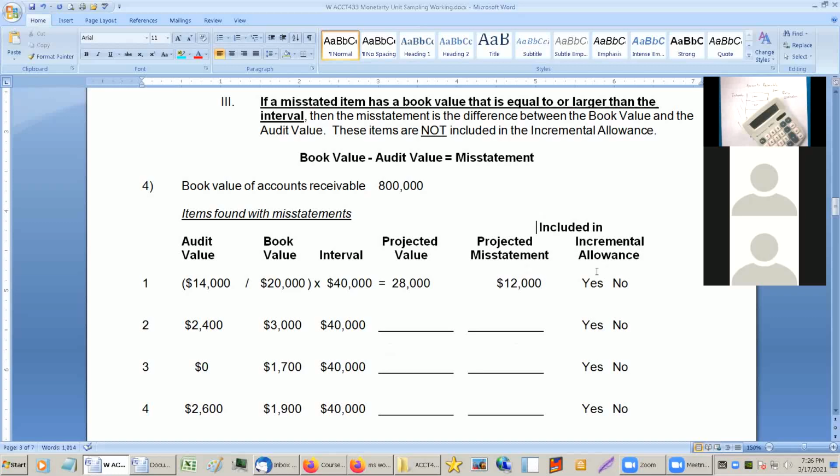Included in the incremental allowance, yes. Notice that the book value is less than the interval. So this misstatement will show up in the incremental allowance because there could be more things wrong in that interval. The book value is 20,000, so only half of the stuff in that interval was in this item. So it's possible things could be more wrong in there.